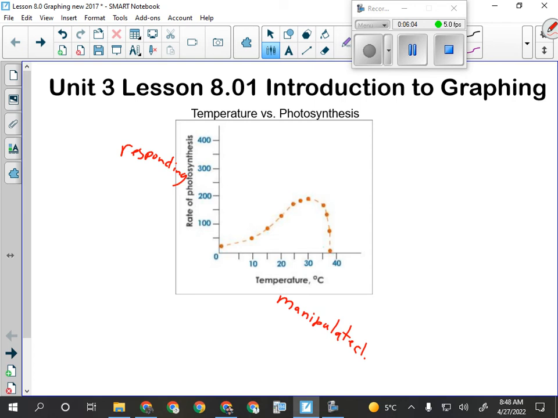Now, they don't have a unit for the rate of photosynthesis. I'm not sure why, and I have no idea what the rate of photosynthesis is measured in. Looking at those numbers, it might be milligrams of oxygen, or some kind of measurement of the waste products of photosynthesis. So this graph is actually missing something. It's missing units on the y-axis. Every axis should have a label that includes its title and its units of measurement.